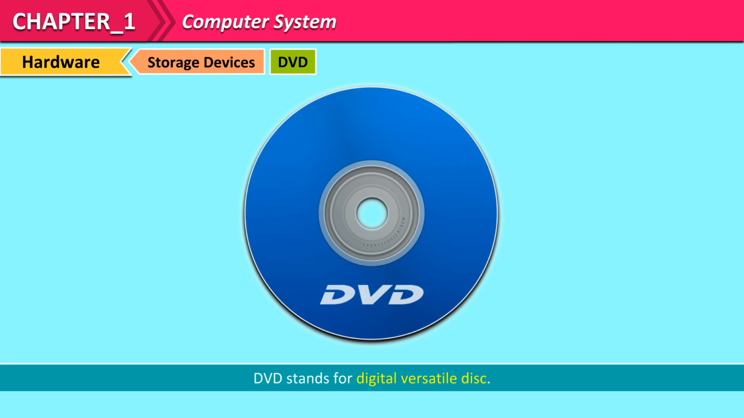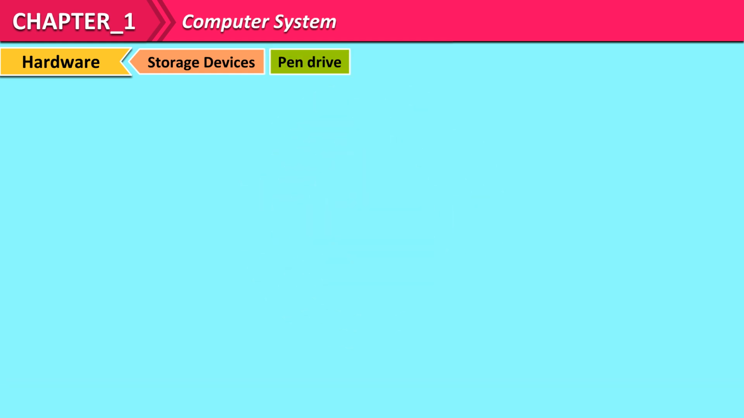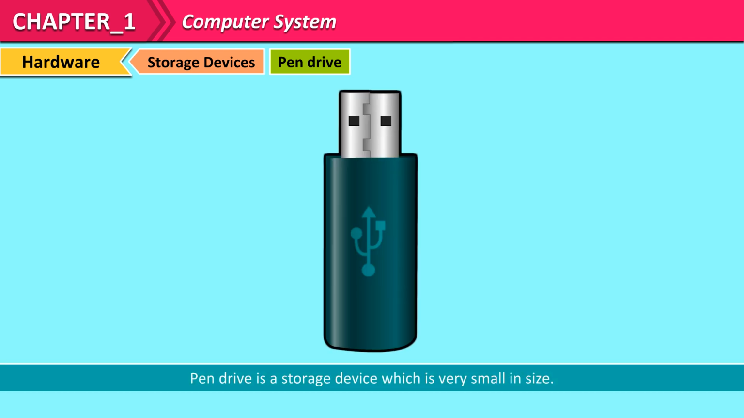DVD. DVD stands for Digital Versatile Disc. A DVD looks exactly like a CD but stores more data than it. You can store many movies, songs, and programs on a DVD. Pen drive. Pen drive is a storage device which is very small in size. It can easily be carried in a pocket or bag. A pen drive can be used to store and transfer data from one computer to another. It can store even more data than a DVD does.